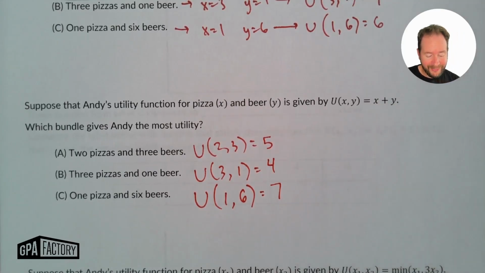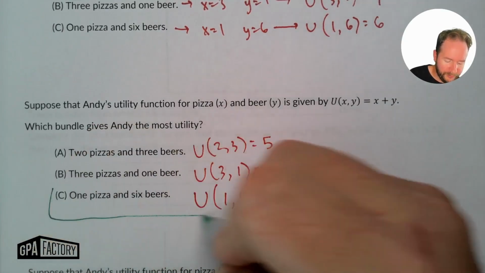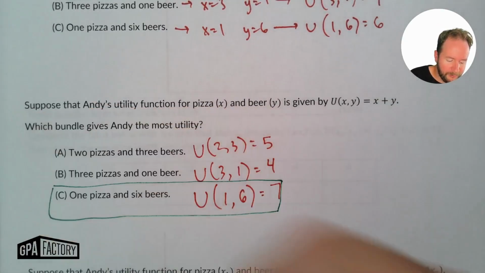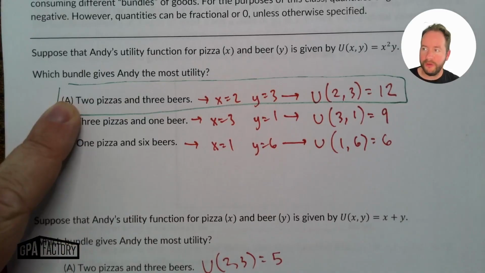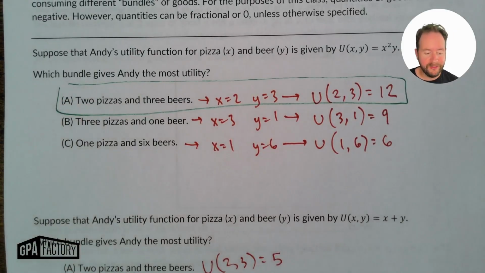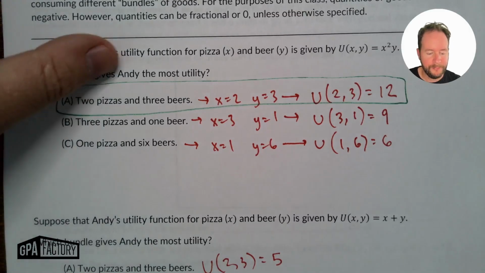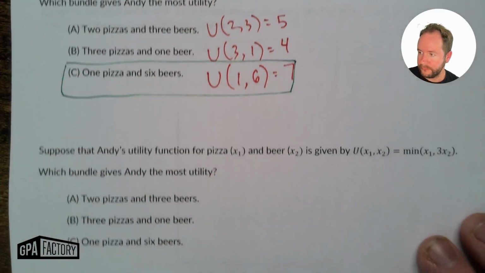Now notice, this different set of preferences gave me a different bundle that I prefer the most. So it's something to keep in mind, that different functions will give rise to different preferences. It's not always the case that 2 pizzas and 3 beers is always going to be the winner. It depends on what people prefer. Some people like beer more than pizza. Some people like pizza more than beer. All right, we've got one more.